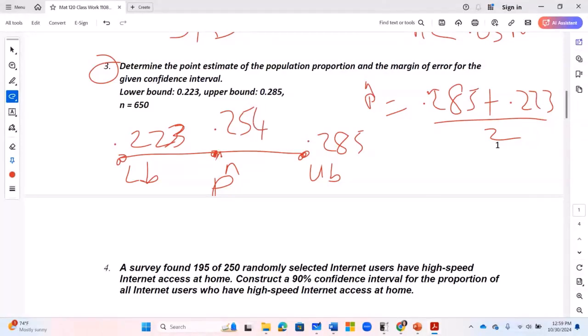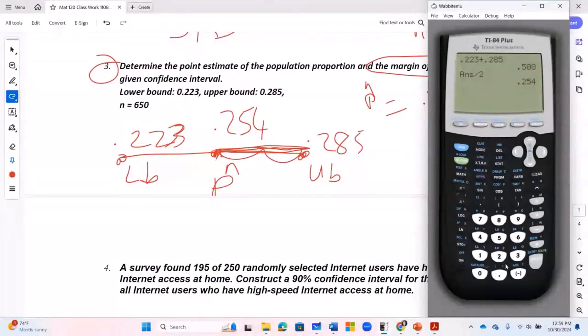0.254. And then they can ask me to find the margin of error. The margin of error is the distance between the point estimate and the upper bound. P-hat is the midpoint of the line. Then I can find the margin of error to the left. So the margin of error to the right is 0.285 minus 0.254.